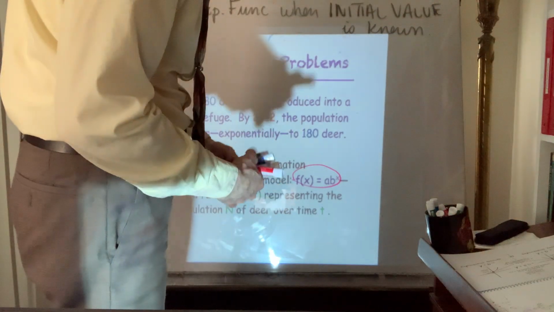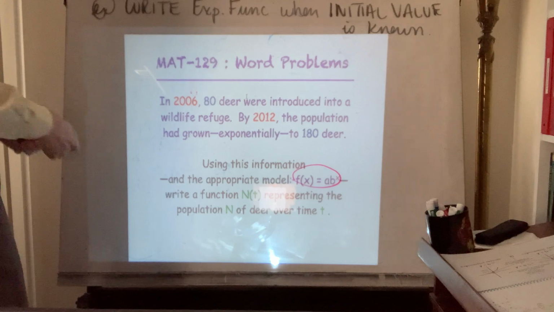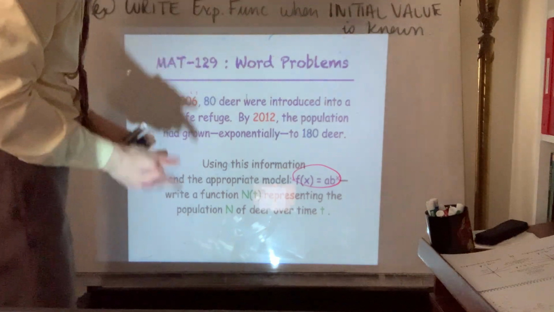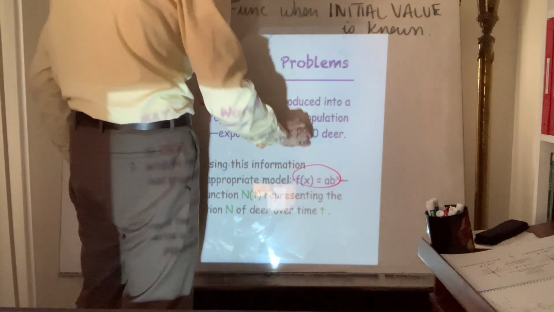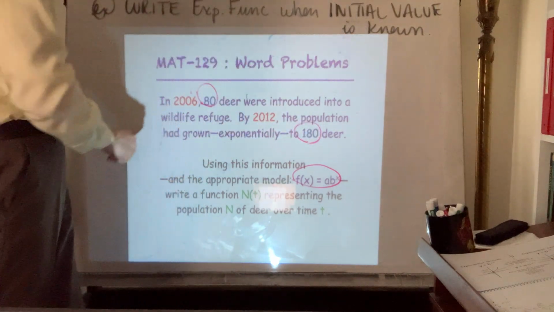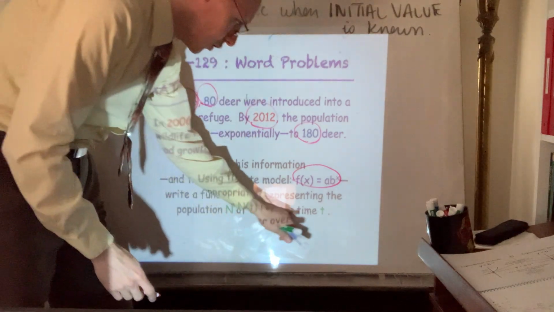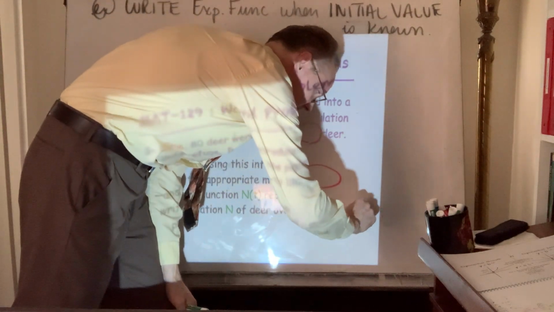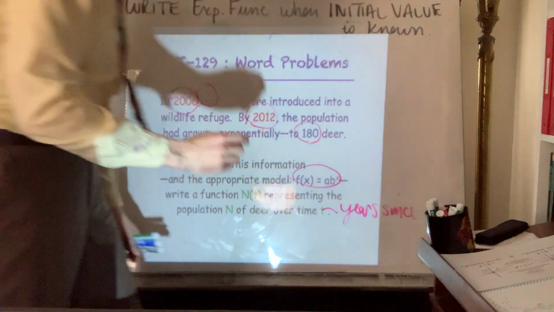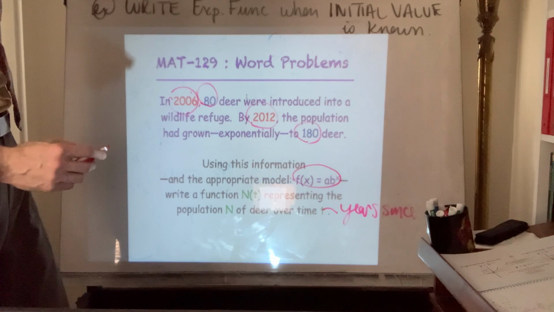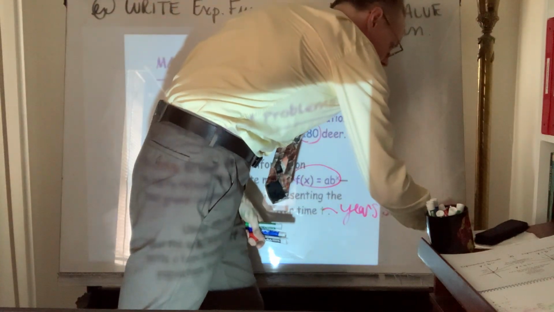Now, without moving it too much, because I want to sort of scribble out what's important. When you're reading word problems, a good habit is to circle the numbers involved here, because you're probably going to incorporate them somehow. Deer over time is going to be years since 2006.